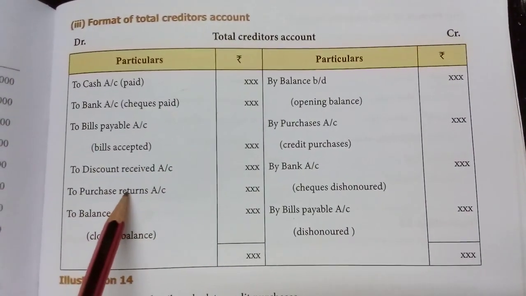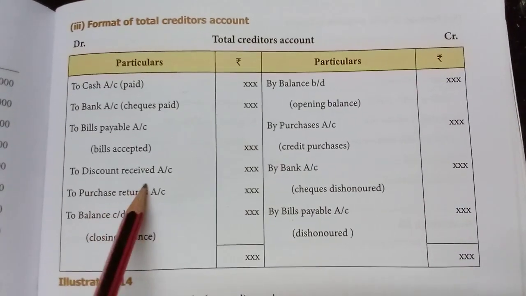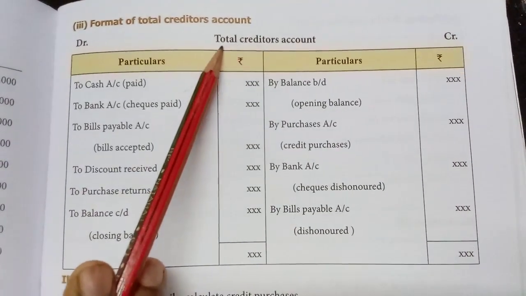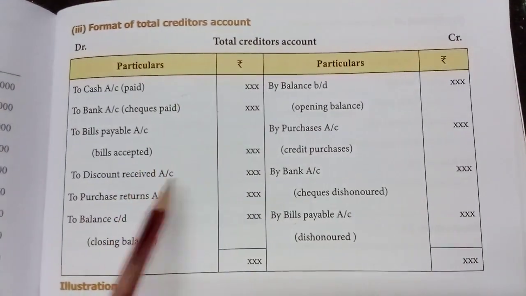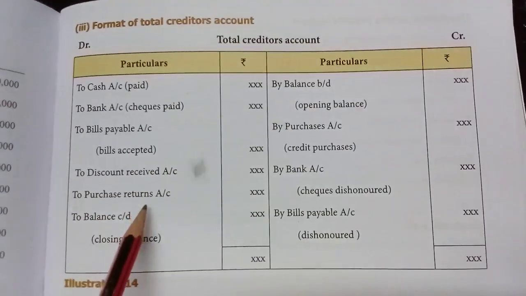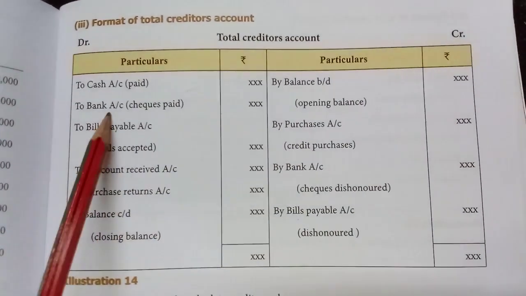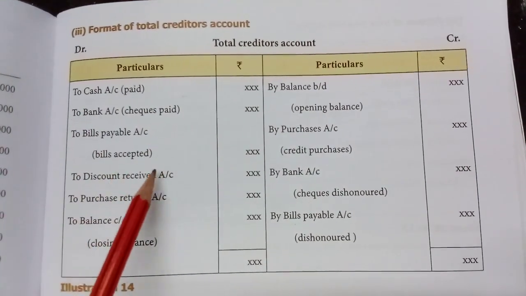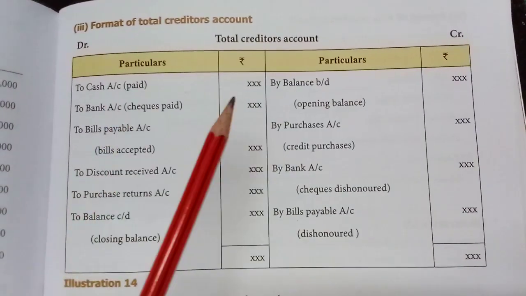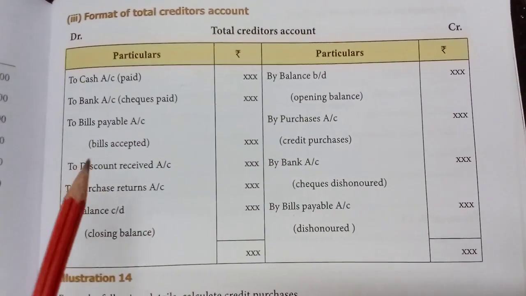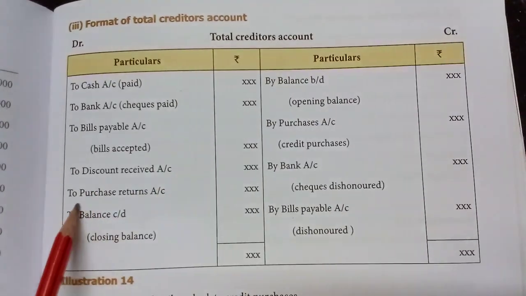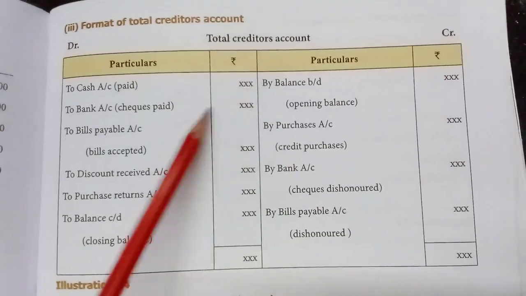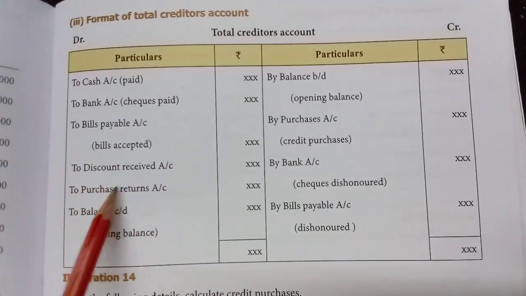Then if we have received any discount from the creditors, that is a profit for us, we will credit that one, and the total creditors account will be debited. That we have to write. Then any purchase returns are also on the debit side. All these we wrote on the credit side in the total debtors account: by bank, by cash, by bills receivable, by discount allowed, then sales returns. All these we wrote on the credit side in the debtors account. Here we have to write everything on the debit side.